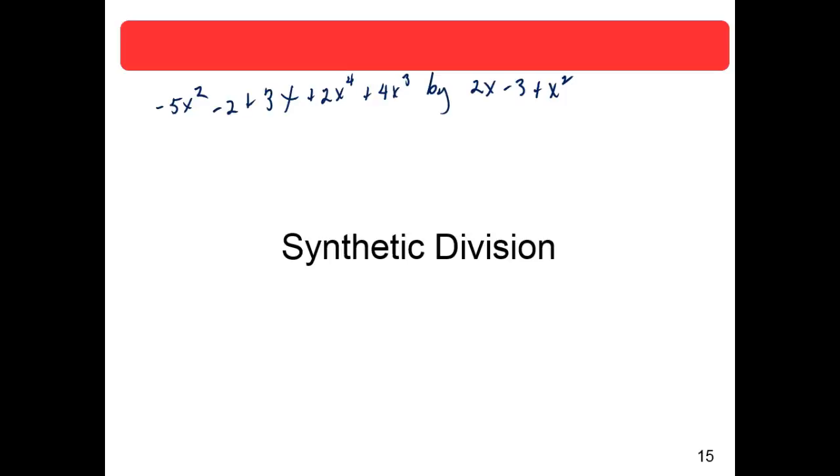What's going to go where? Yeah. The quadratic is going to go outside the house. So say again how you rewrote it. X squared plus 2x minus 3. That goes outside the house. Inside the house is 2x to the fourth plus 4x cubed minus 5x squared plus 3x minus 2.